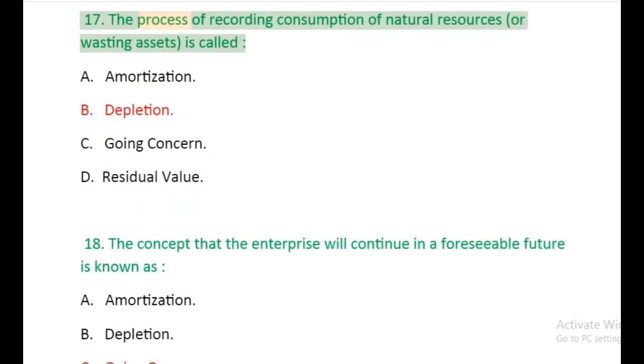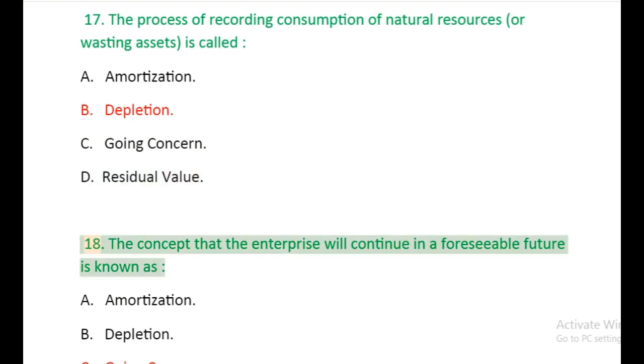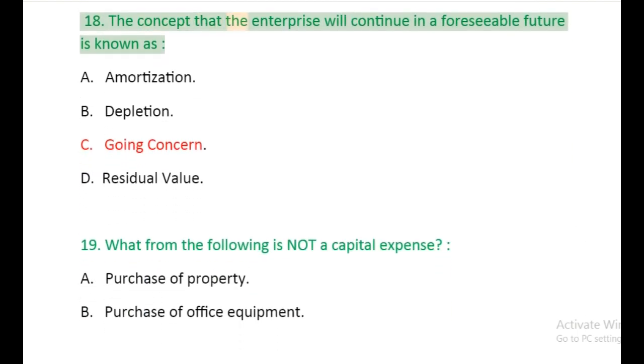17. The process of recording consumption of natural resources is called A. Amortization. B. Depletion. C. Going concern. D. Residual value. 18. The concept that the enterprise will continue in the foreseeable future is known as A. Amortization. B. Depletion. C. Going concern. D. Residual value.